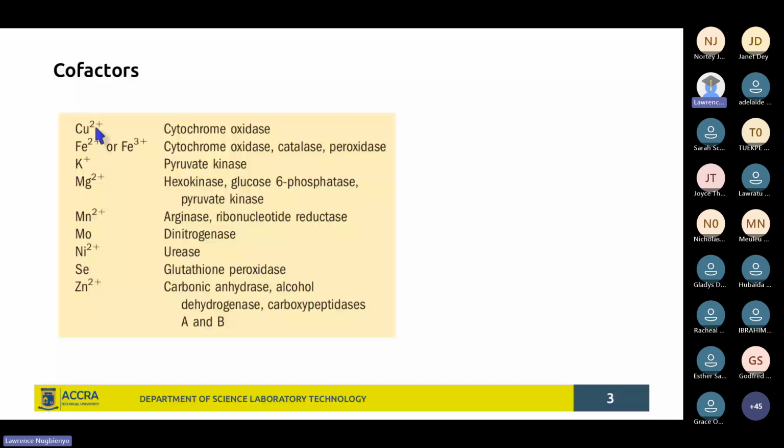So we are seeing some examples here: copper ions being cofactors to some enzymes that we refer to as cytochrome oxidases. You'll find cytochrome oxidases in the liver. They are involved in what we refer to as biotransformation. That is just like you do have digestion of food. When you take in food, the food goes through the digestive system. You remember all that process of digestion.